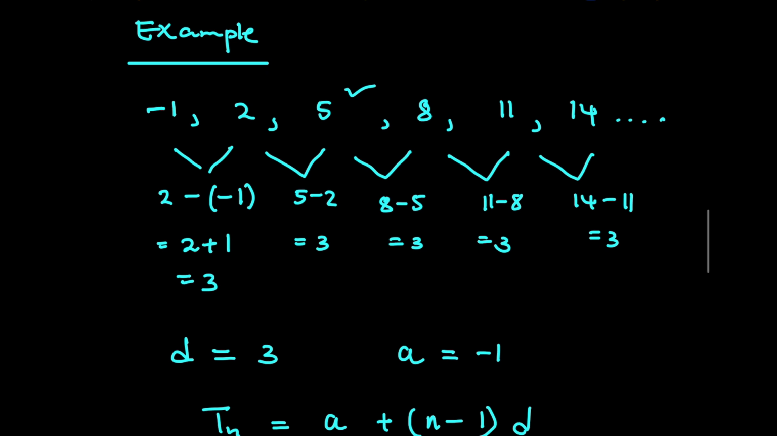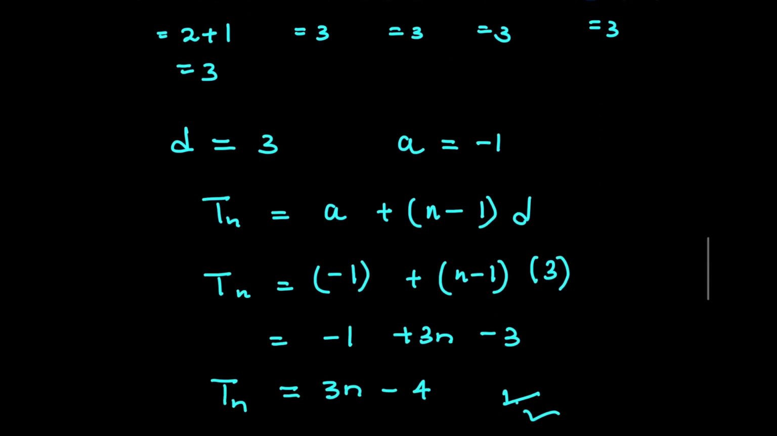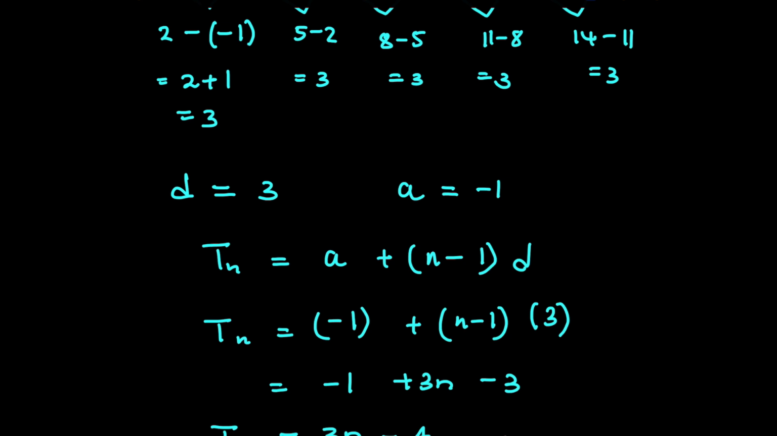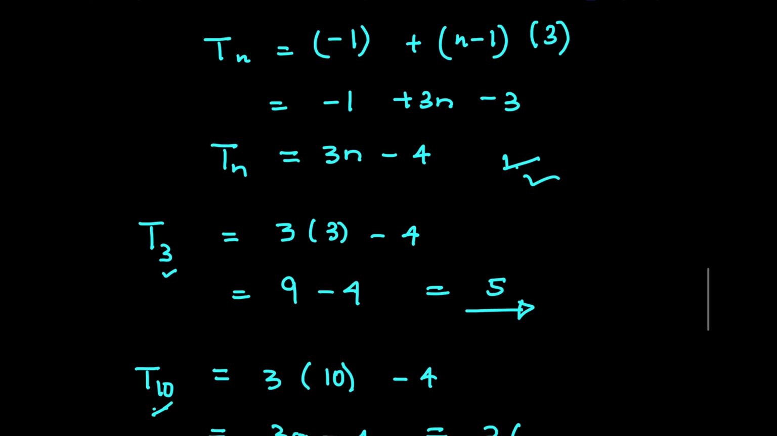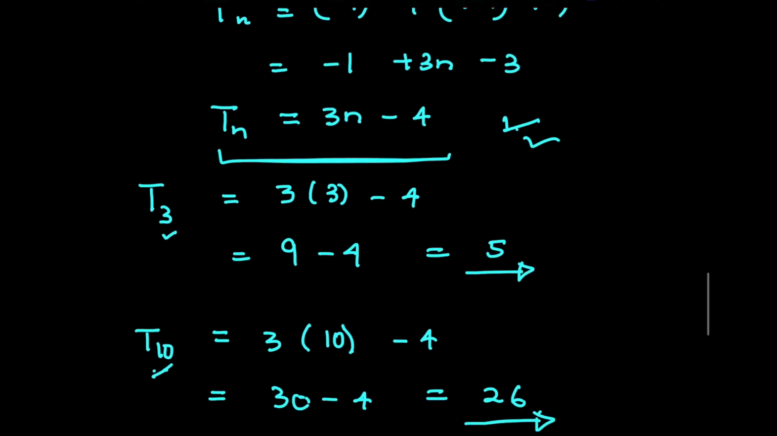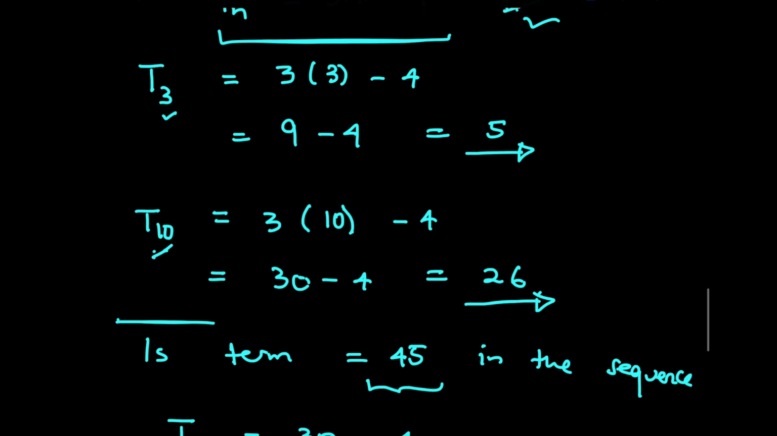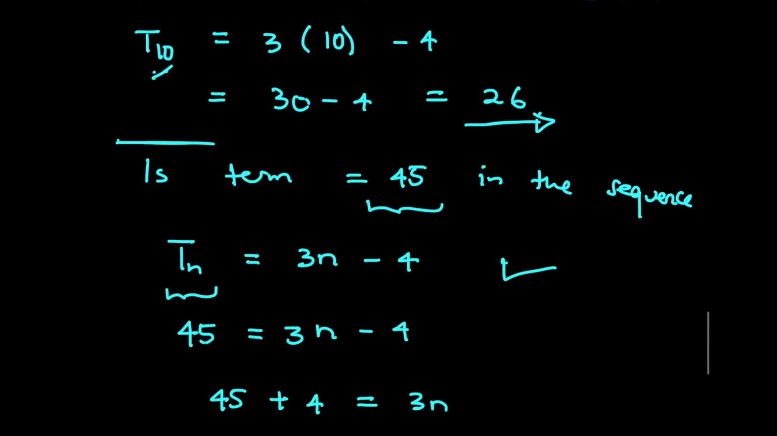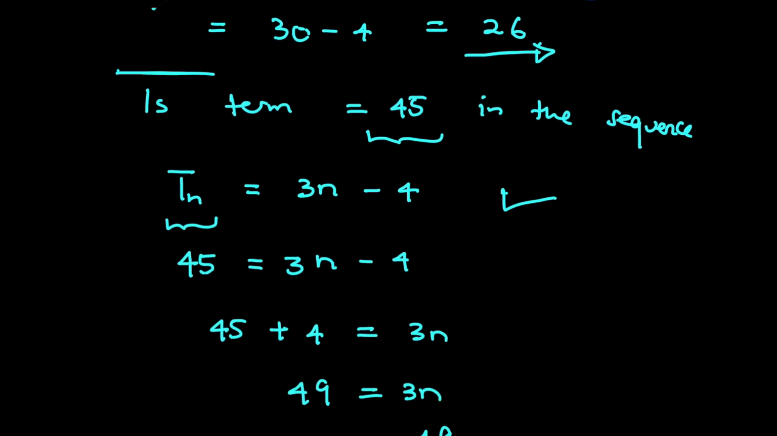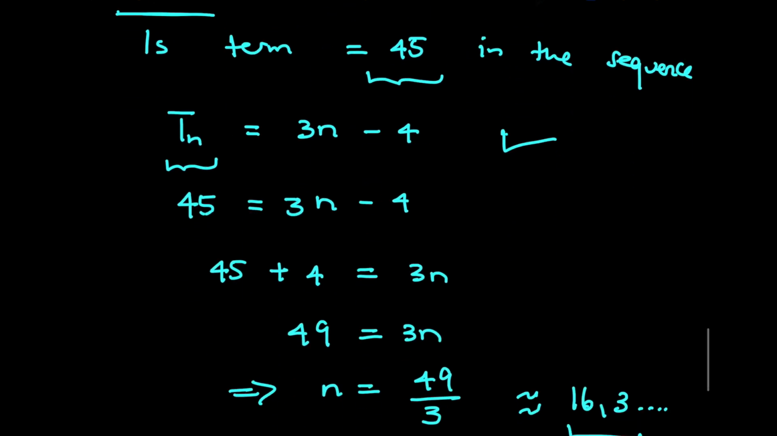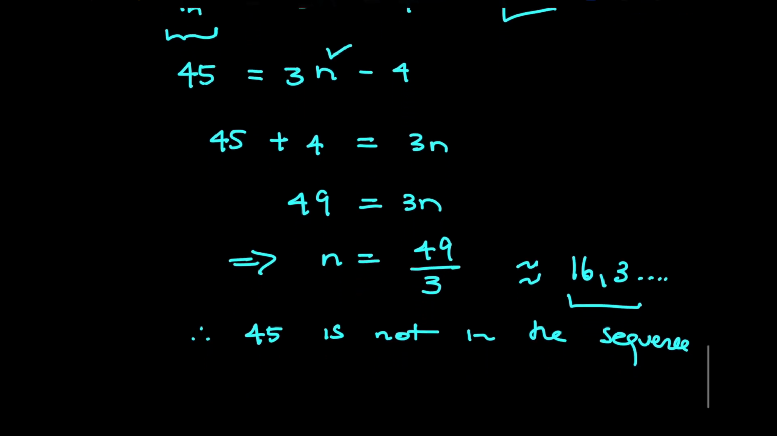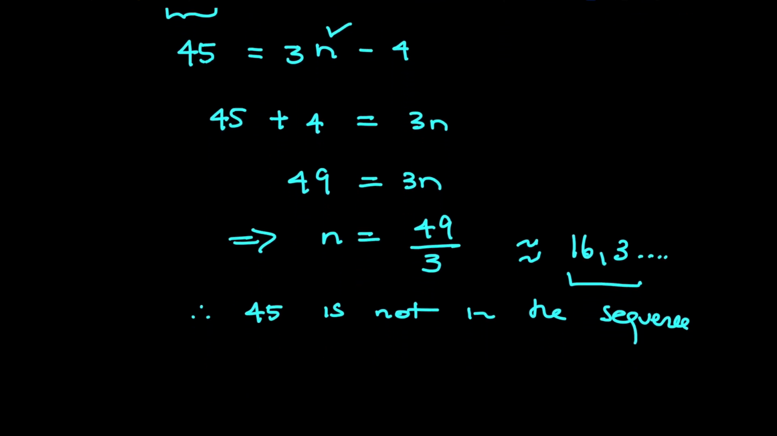We did this example where we found the general term. In order to find the general term, we had to find what d is and what a is, and then we used that to find the general term of this sequence. From the general term, we could find any term we want. T3 was 5, T10 was 26, and if we are asked whether 45 is in the sequence, we just put whatever we are given in the place of Tn and solve for the position. Now if your position is a decimal, it's not to be carried on, right? So 45 is not in the sequence.